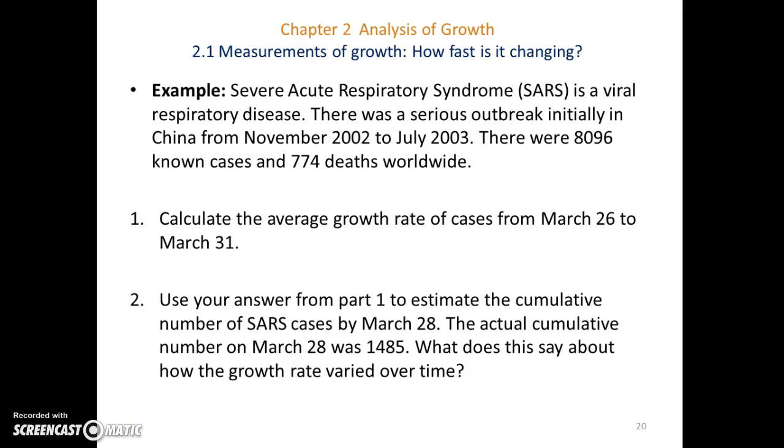Example: SARS is a viral respiratory disease. There was a serious outbreak initially in China from November 2002 to July 2003. There were 8,096 known cases and 774 deaths worldwide. Calculate the average growth rate of cases from March 26 to March 31st. Use your answer from part 1 to estimate the cumulative number of SARS cases by March 28. The actual cumulative number on March 28 was 1,485. What does this say about how the growth rate varied over time?